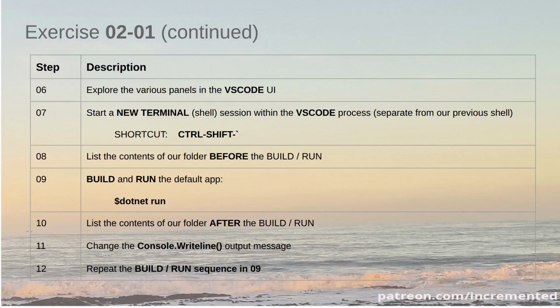Okay, so now that we have created our new console app by using .NET new console at the command line or the terminal prompt, we are going to explore the code that was created using VSCode. We are going to figure out how we can start a new terminal session within VSCode to run the application using .NET Run, and we're going to mess around with changing the behavior of our default application just to see that we can change code and the behavior will change when we run the application.